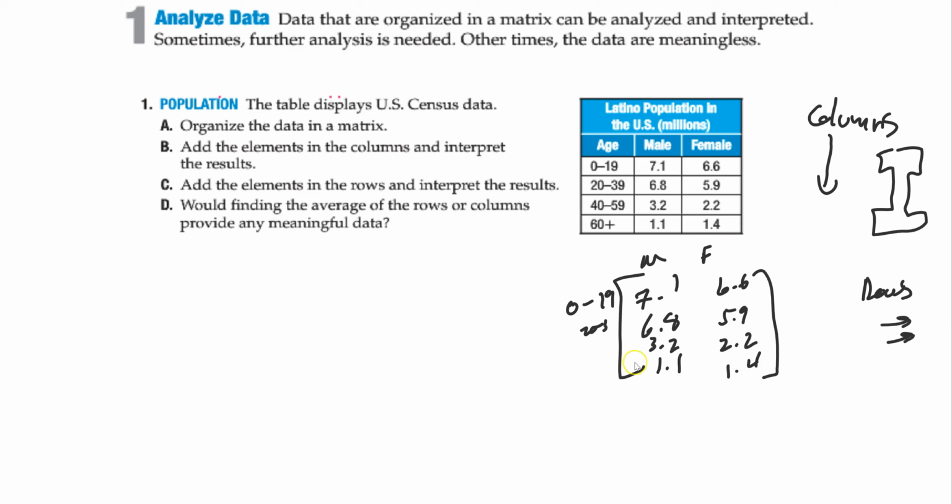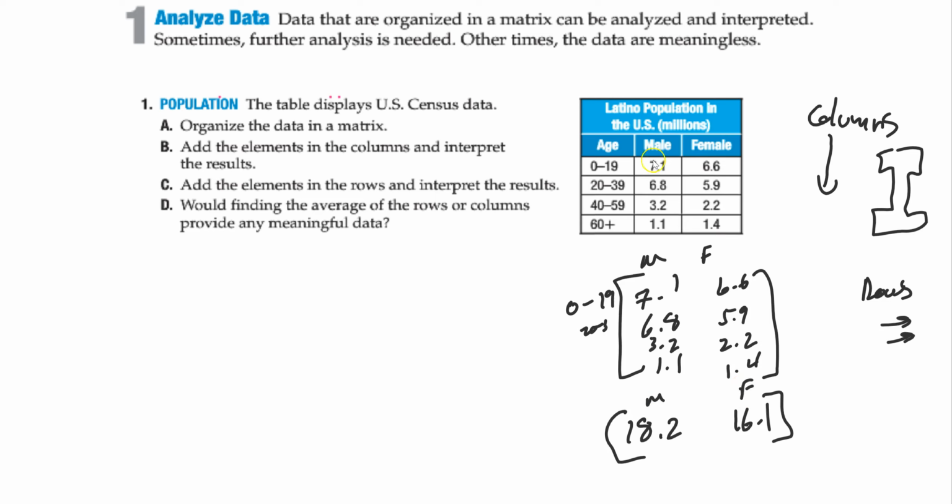So if I add them all up, 7.1 plus 6.8 plus 3.2 plus 1.1, that is going to be 18.2. Add up all these, I get 16.1, I believe. Could be a little off there. What does that tell us? Well, this tells us the total number of males and the total number of females in the United States in millions. That's all it is.